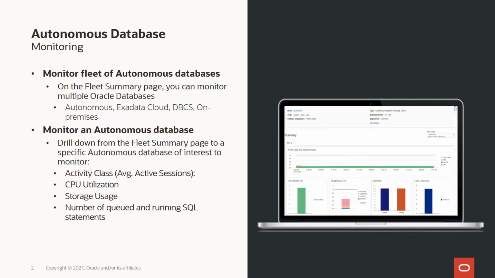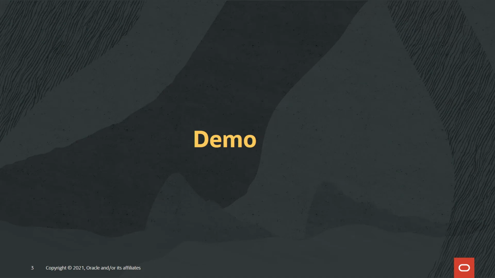So this gives you a single pane of view to monitor your databases, whether they are deployed in Oracle Cloud or on-premises. And from the fleet summary page, you can drill down to a specific Autonomous Database of interest to monitor them closely by looking at various metrics like average active sessions, CPU utilization, storage usage, number of queued and running SQL statements, etc. And from there, if required, you can drill down further to launch Performance Hub to do deep diagnostics. With that, let me get into a short demo to demonstrate how we enable Database Management for autonomous databases, and then look at the fleet and the database summary page for a single autonomous database.